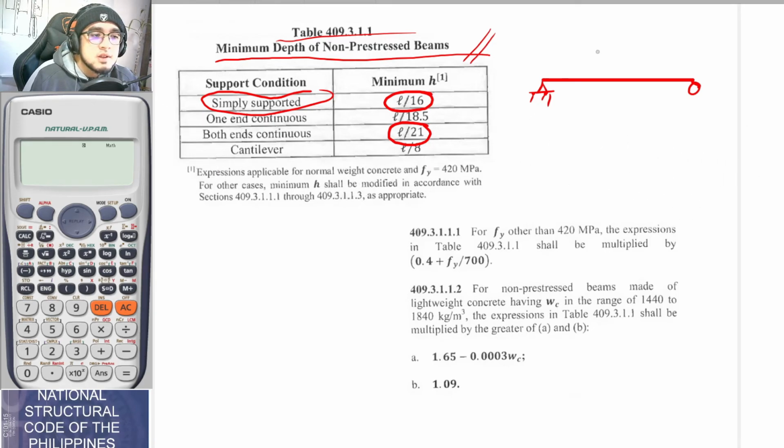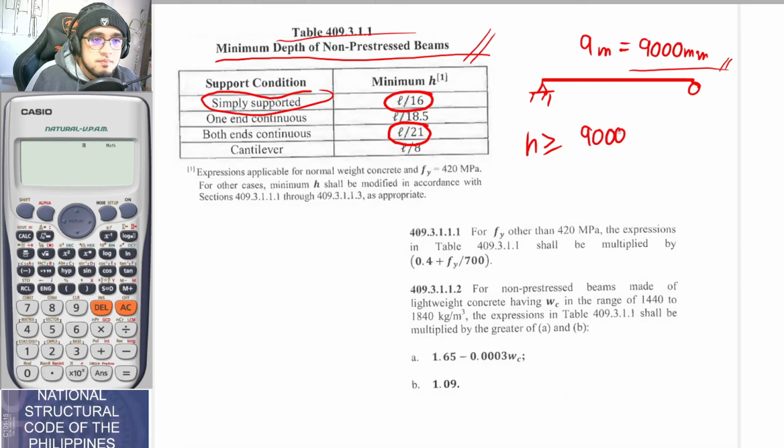So for example, in this simply supported beam, let's say L is 9 meters. For this particular setup, the minimum h requirement is L over 16. So the minimum h should be greater than or equal to 9 meters, and by the way, guys, 9 meters is also equal to 9,000 mm. That's the conversion, of course. So it should be greater than or equal to 9,000 mm divided by 16 as prescribed here.